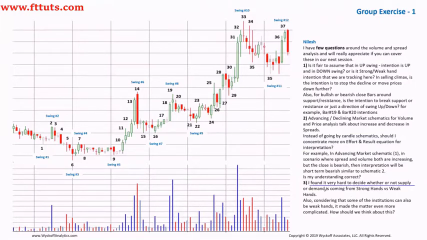I found it very hard to decide whether or not supply or demand is coming from strong hands or weak hands. This is something that is going to develop, so don't worry about this. It will require some time to master. And I'm still mastering this in a big way. I understand the concept, I see them, but yet I have to consciously start thinking about them. So they are not necessarily the ones that are jumping out right away.